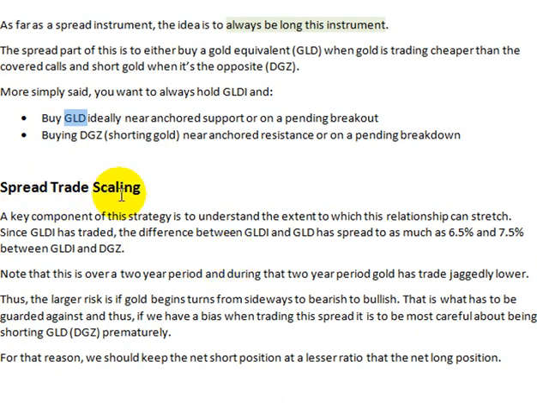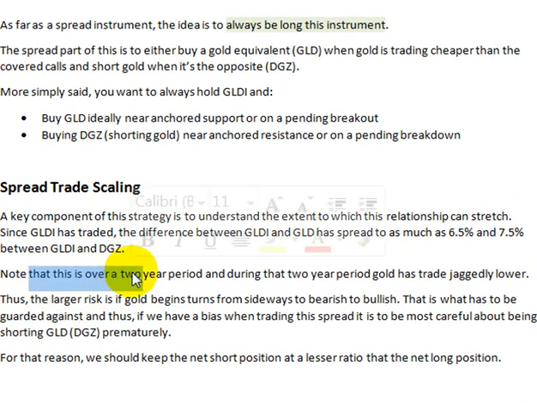Scaling is a big part of this. You don't want to just buy it all at once. You want to take a fairly large position. You want to be able to average into it maybe a couple times, just like we do anything else. The difference between these two can spread 6.5 to 7.5%.